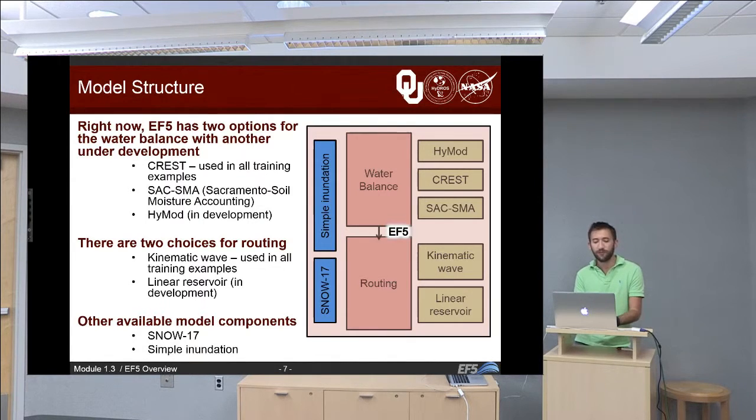There are also 2 choices for routing, kinematic wave, which is used in all the training examples and sort of serves as a default. And then there's also a second routing assumption that can be used instead, which is called linear reservoir, and that's currently in development and testing.